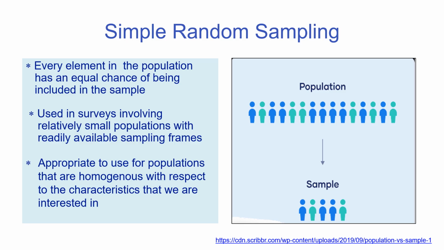In simple random sampling, units are selected independently, one at a time, until the desired sample size is reached. It is used in small populations with readily available sampling frames, or for populations that are homogeneous with respect to the characteristics that we are interested in. For example, a profile of males who have undergone non-scalpel vasectomy, or burned out among faculty from the basic sciences.